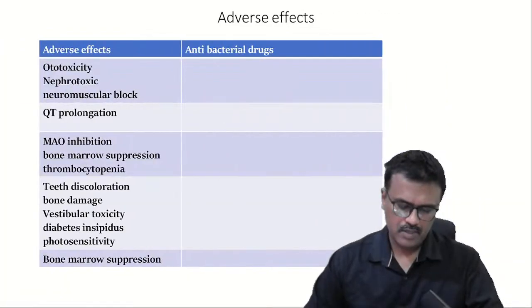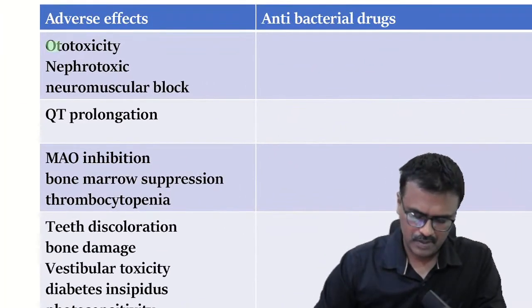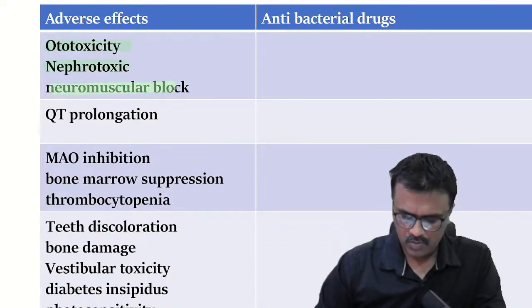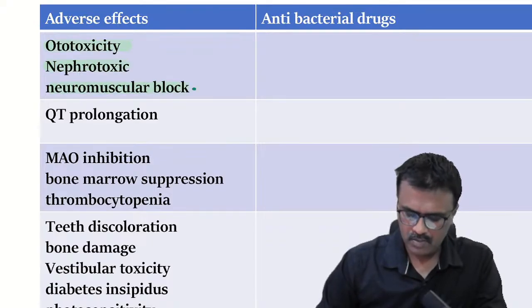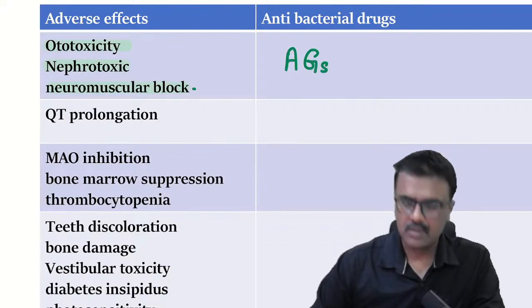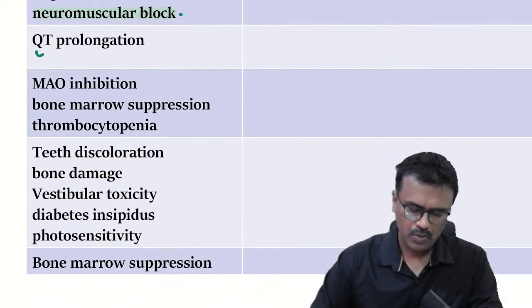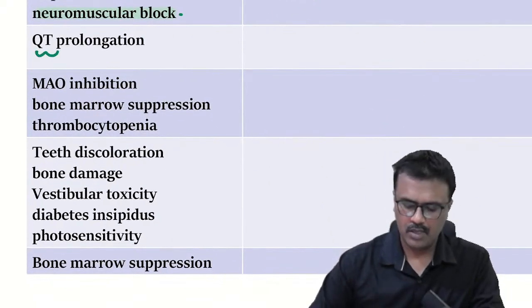Okay, if you are done with this, let us go with other adverse effect. Ototoxicity, nephrotoxicity and neuromuscular block. Particularly neuromuscular block that is done by AGs. AGs means aminoglycosides. Yesterday I told you about QT prolongation. What drugs can do that?